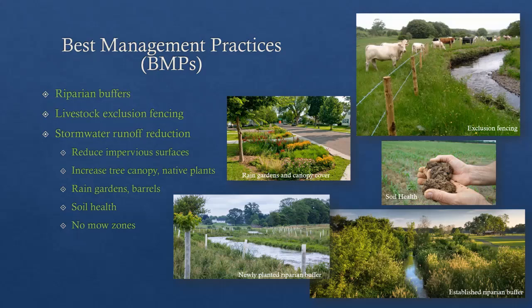Other things we can do in our own houses, we can put rain gardens or increase our tree canopy throughout the landscape, as well as improving our soil. I keep talking about how important it is to infiltrate water into the soil. You can do that in your own backyard.